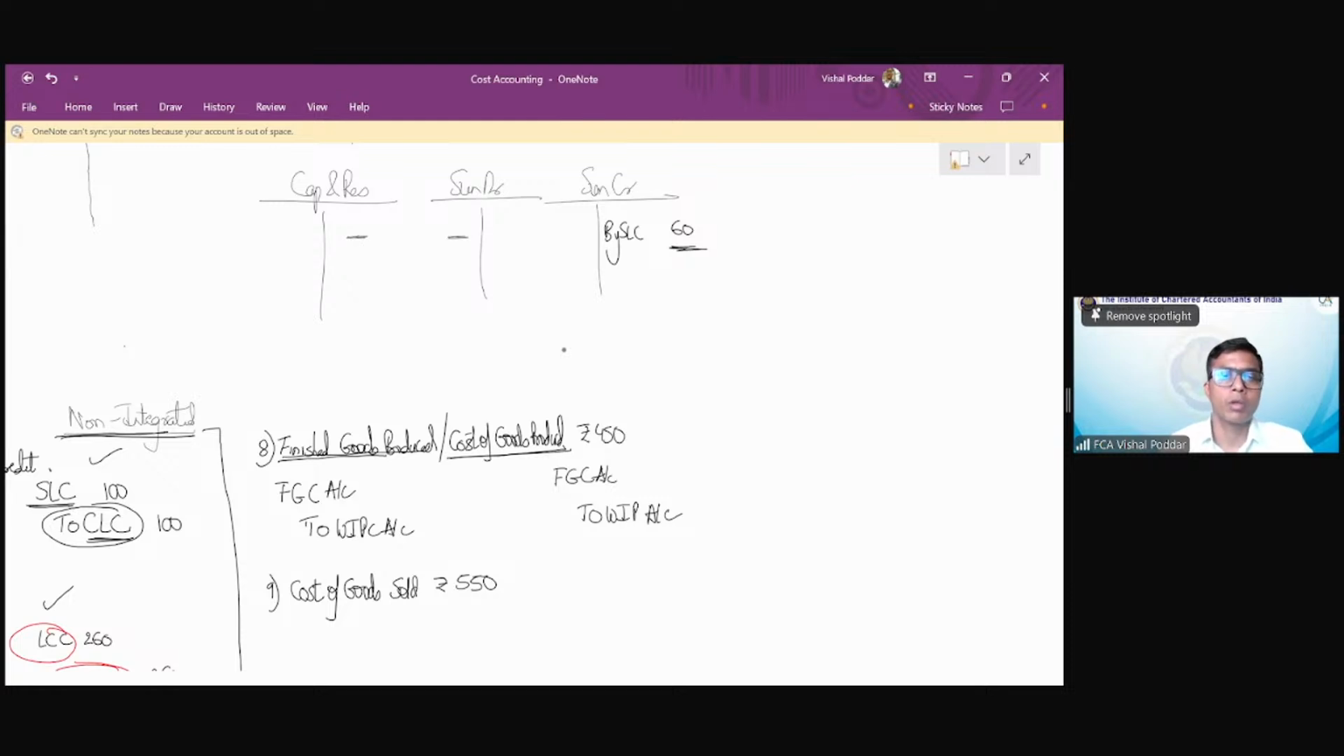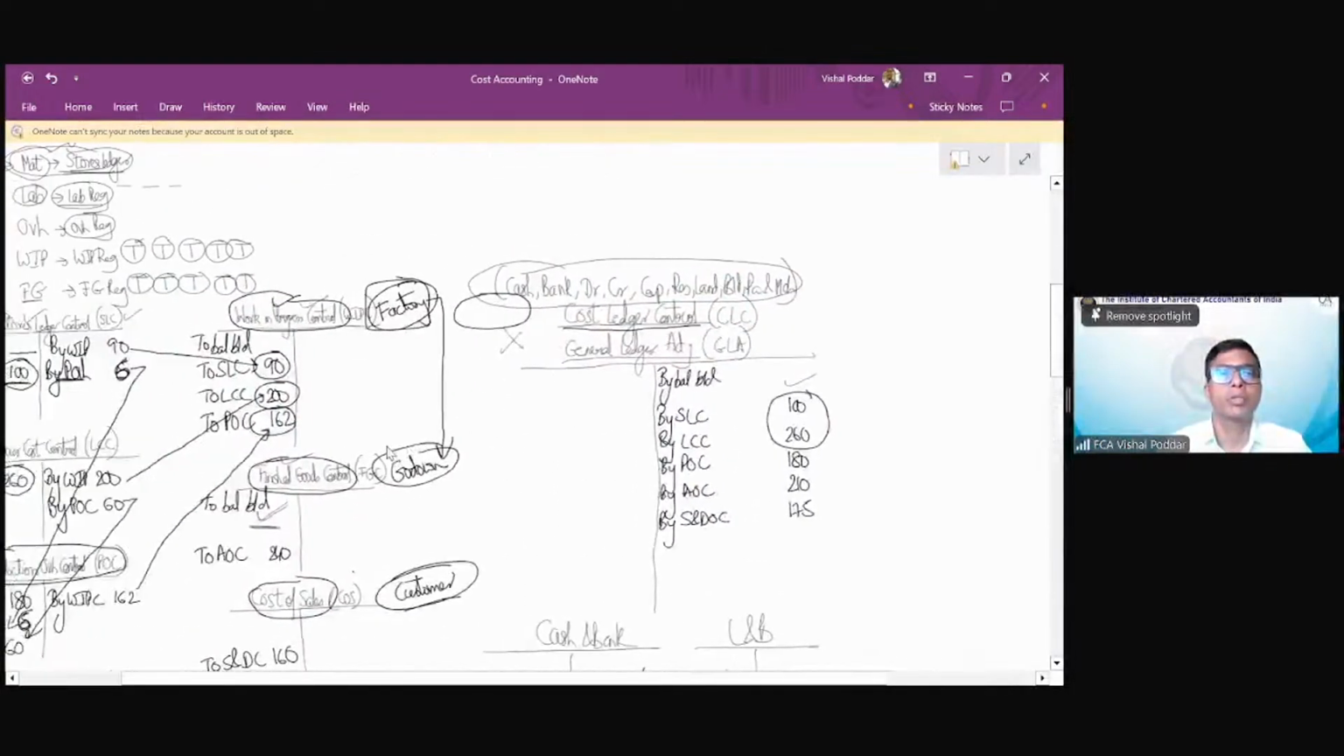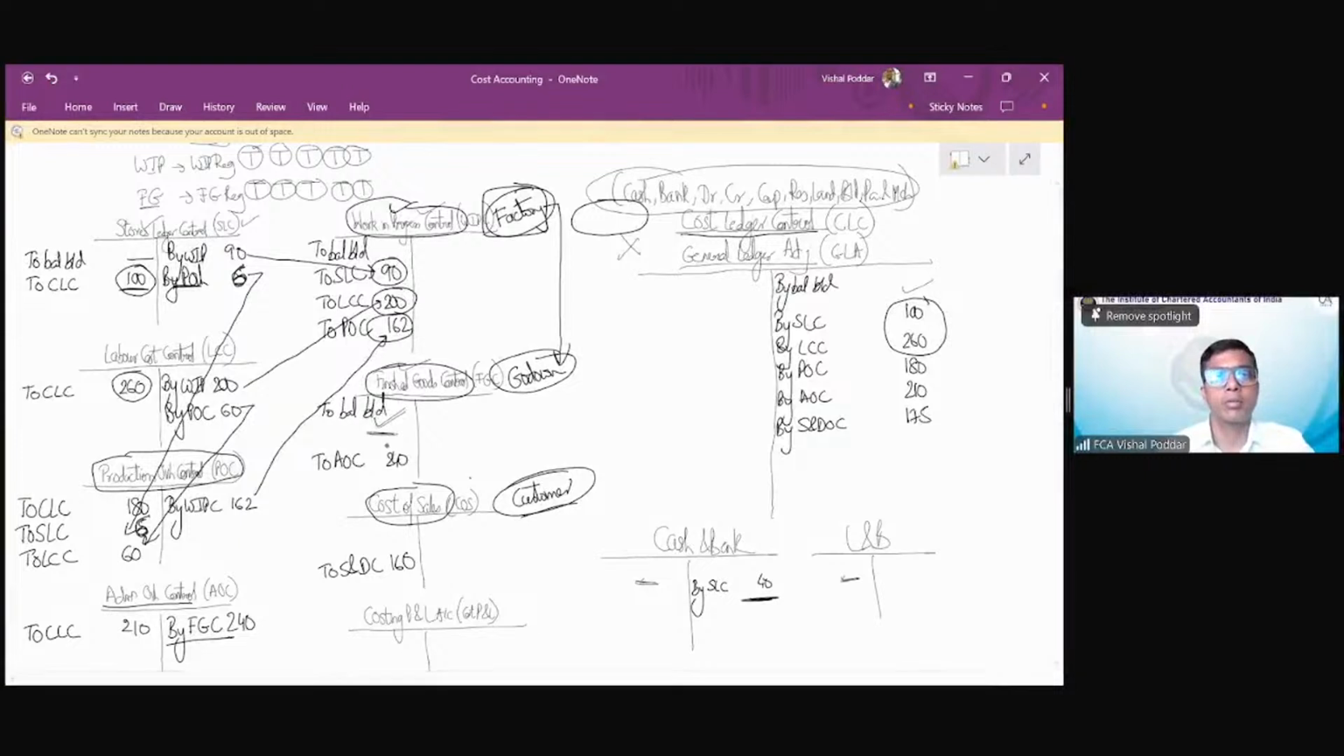So 450. Once the goods are produced, the factory will be giving it to the stores. Factory is represented by your WIP account. Stores are represented by your finished goods account. So this will be the entry for finished goods which are produced and get transferred to your godown. So by FGC 450 to WIPC 450.